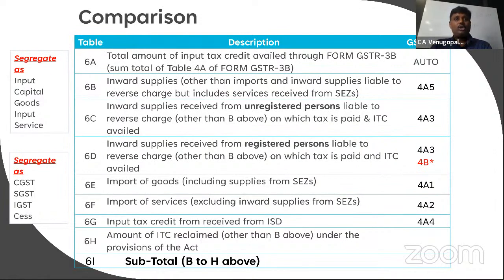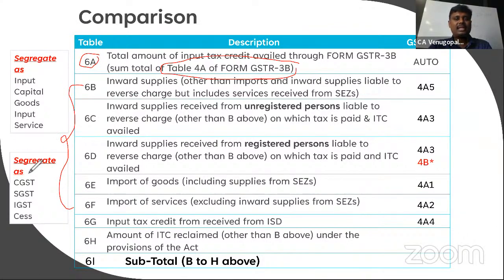The credit that you have availed in GSTR 3B, which is in table 4A of GSTR 3B, is the gross credit and is auto-populated in your 6A. Again, you are expected to do a bifurcation of the credits between the various categories.